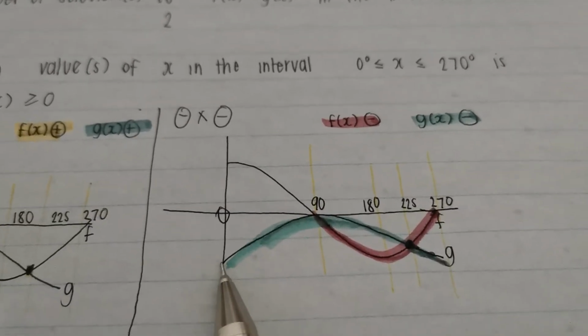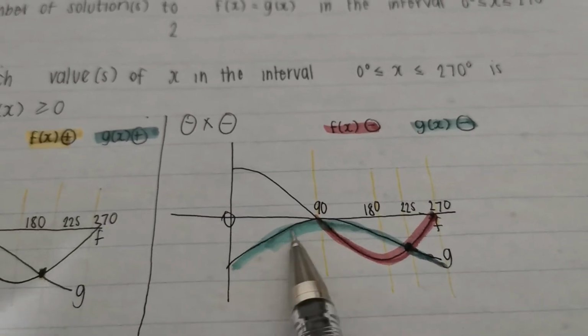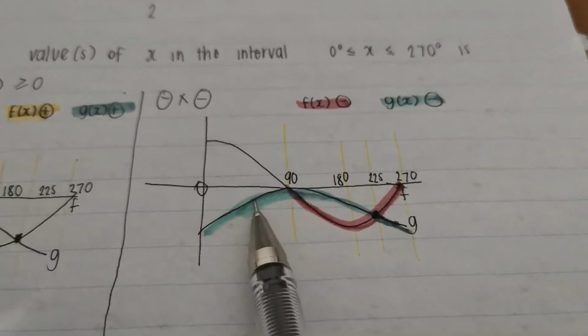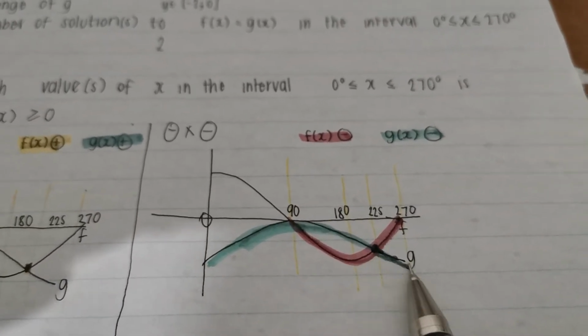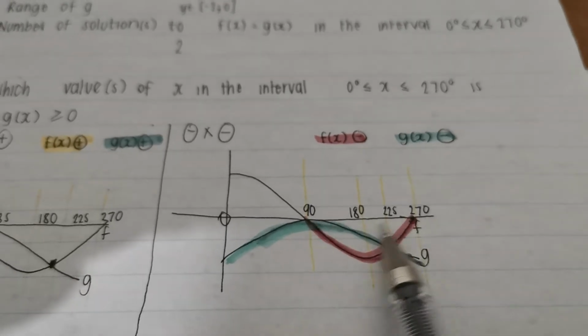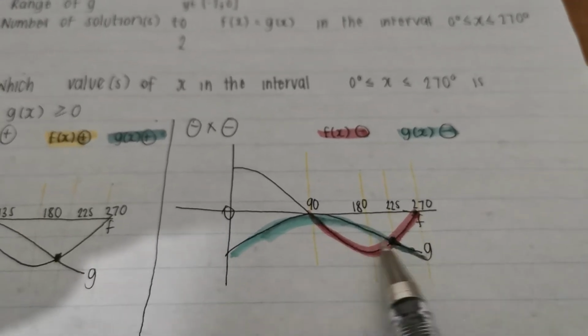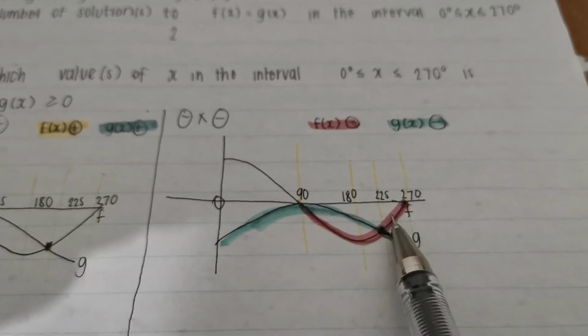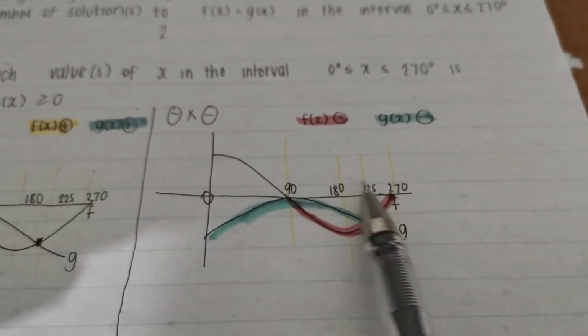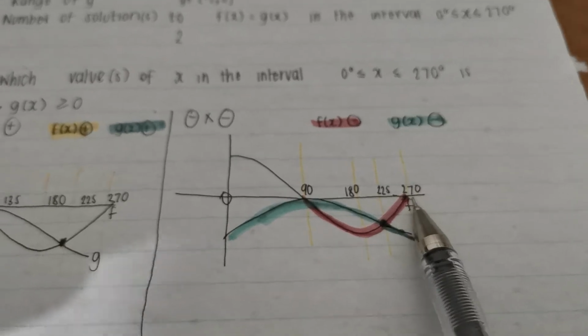Can you see here from 0 to 90, only one part of the graph, or one graph, is highlighted. From 90 all the way to 270, can you see both graphs seem to be highlighted at the same time? Highlighted, highlighted, highlighted. Everywhere it's highlighted. So my solution is from 90 to 270.